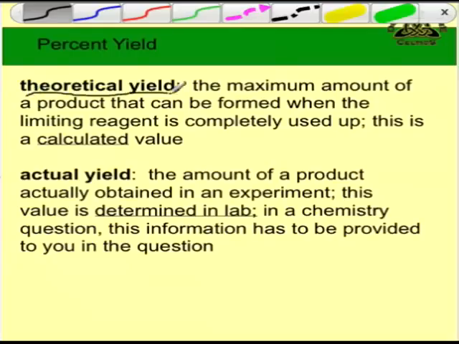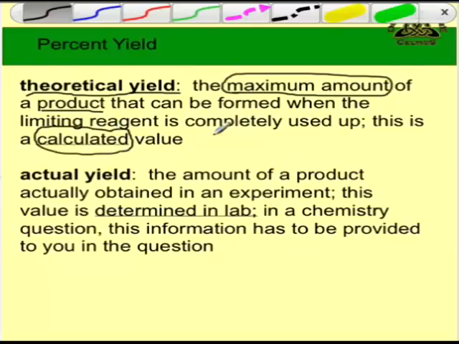Theoretical yield. Theoretical yield is the maximum amount of a product that can be formed when the limiting reagent is completely used up. The theoretical yield is a calculated value, and you will calculate that value using the same kinds of steps you've used in previous podcasts in this unit. The actual yield is the amount of product that's actually obtained in an experiment. This value, because it's obtained in an experiment, is determined in the lab. In a chemistry problem, this information has to be provided to you in the question.